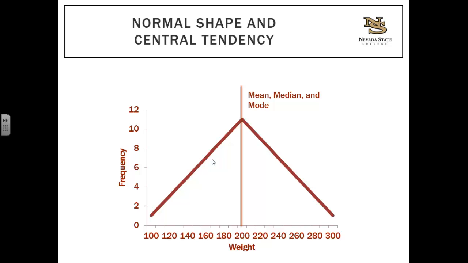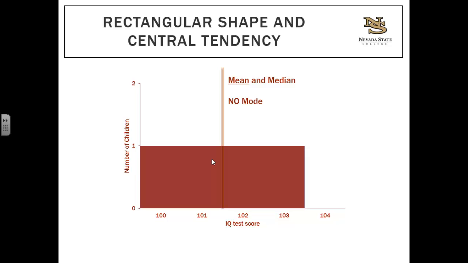But one thing I want to point out, when you have a normal distribution, your mean, median, and mode are equal. If you have a roughly normal distribution, then your mean, median, and mode are pretty close in value. So sometimes you can look at your three values and try to identify the shape of your distribution without actually drawing it out. Here's a rectangular shape.